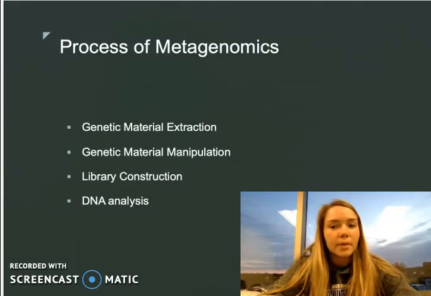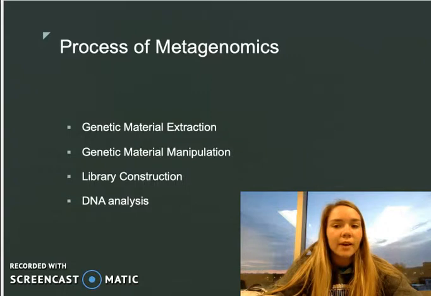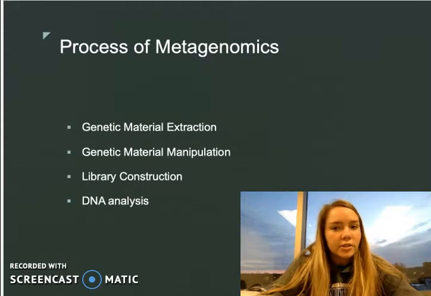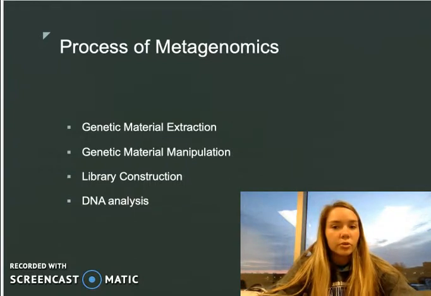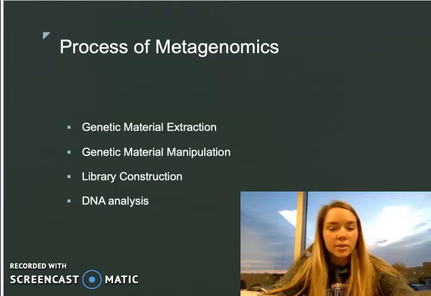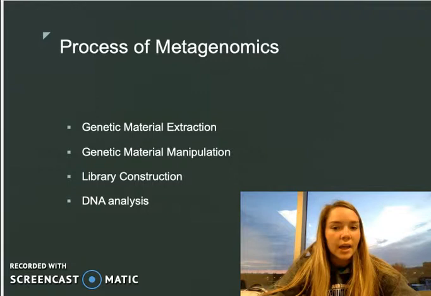I found that metagenomics can be broken into 4 different steps, the first being genetic material extraction, the second, genetic material manipulation, then followed by library construction, and the final step is DNA analysis. During genetic material extraction, DNA from the environmental sample is isolated. In genetic material manipulation, restriction endonucleases cut the DNA into particular sequences of base pairs. The extracted DNA from one cell is introduced into model organisms that are able to grow, be studied, and express the extracted genetic information in a lab.